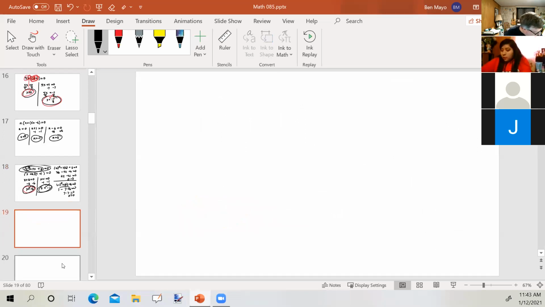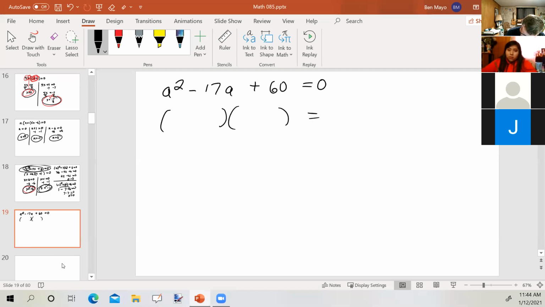Alrighty, let's look at another one. a squared minus 17a plus 60 equals 0. This is very much like the last problem. We have a quantity equal to 0, but that quantity isn't written in factored form. So using the techniques we've been learning, we're going to get a product that is 60 and a sum that is negative 17.